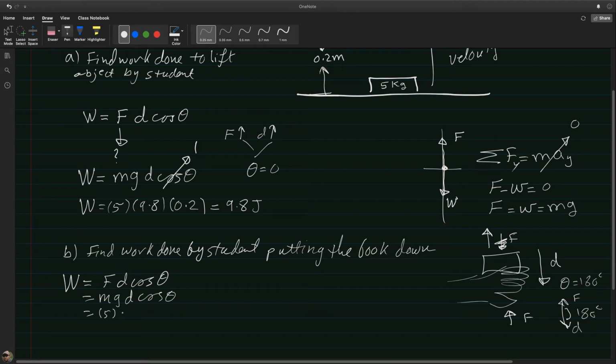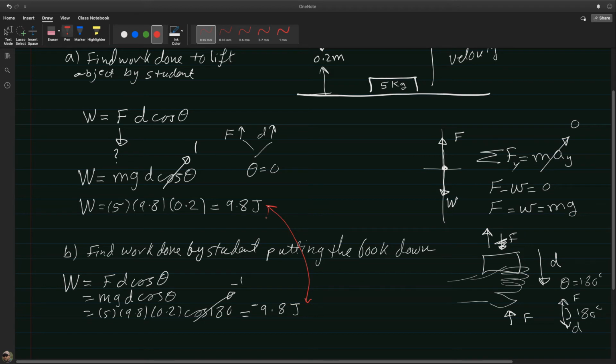The book mass is 5, g is 9.8, and the distance is the same distance, 0.2. Now cosine what? 180. Cosine 180 is -1. Okay, if we do this calculation again, we're going to get 9.8 joules, but with a minus sign. It's exactly the same. So these two answers are exactly the same. However, one of them is opposite to the other. Remember, energy is a scalar quantity. Okay, you know what? Let's dig deeper into this example.